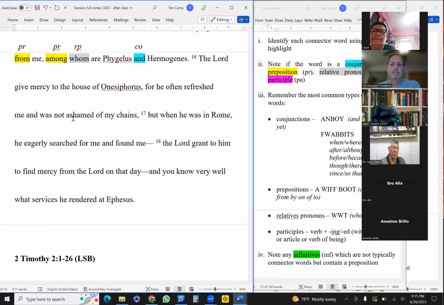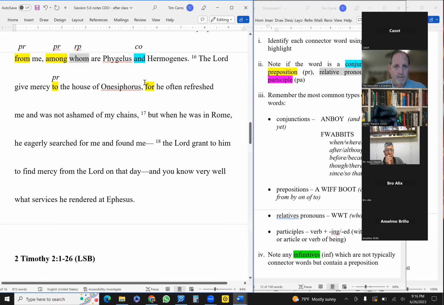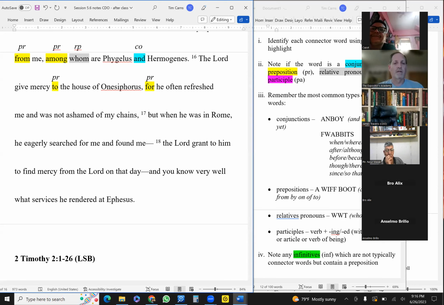For is a preposition. Okay, for. All right, for is a connector word here. Now, if it's a preposition, what is going to follow it? A phrase or a clause? Close. A preposition is followed by a phrase. A conjunction is followed by a clause.